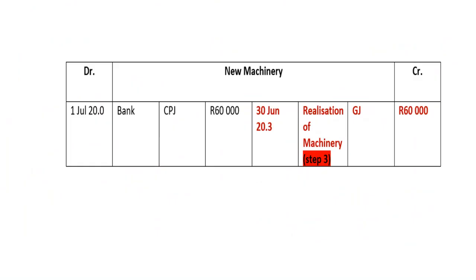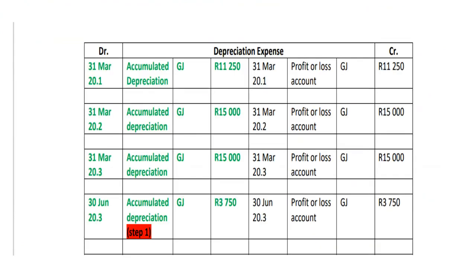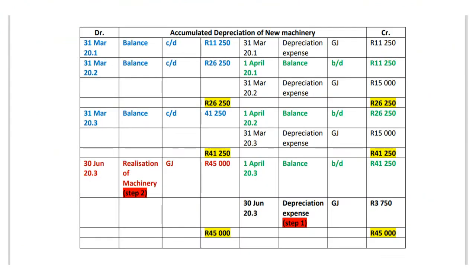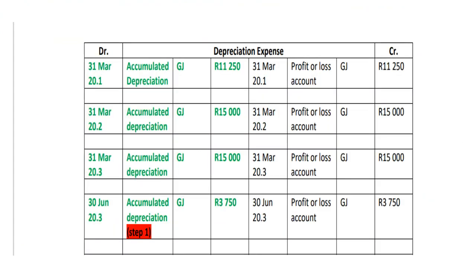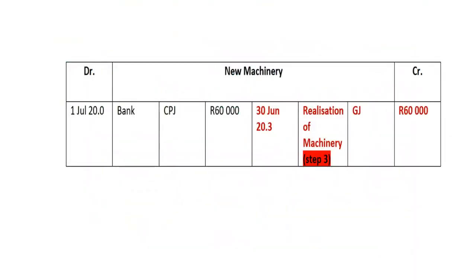So on machinery, we recorded the date it was received. Now, on step number 1, I'm trying to find an easier way to explain this without you guys getting confused. Okay, let me go back here. Before we get to these steps, on the date we bought this asset on 1 July, we recorded that 60,000, we are fine.